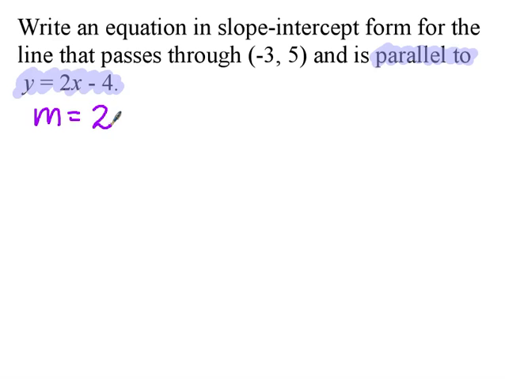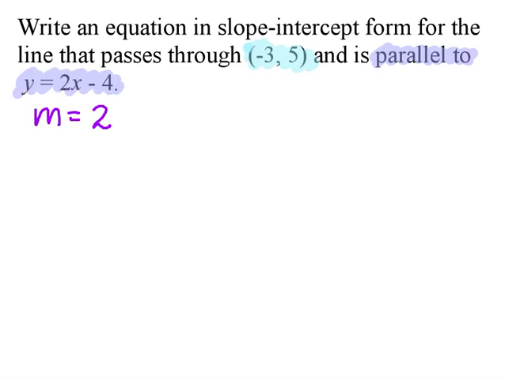So that's my new line. My new line has to have a slope of 2. It has to be the same slope. And my new line also has to pass through this point. So let's think about things. I know the slope. What else do I know? A point. What form should I use? I could use point-slope form if I wanted.